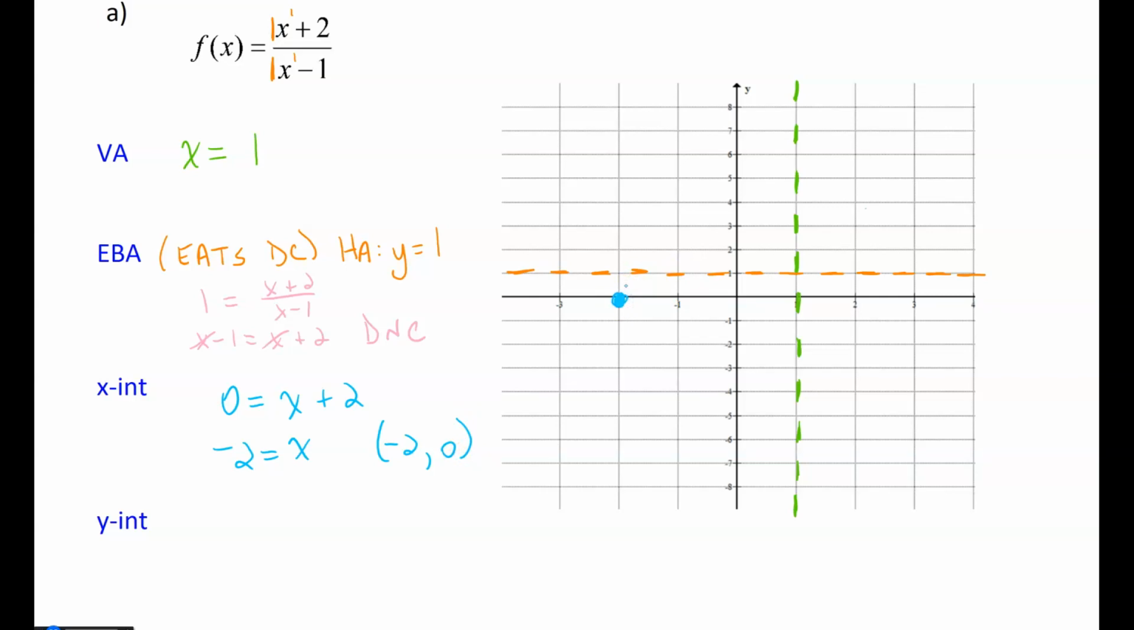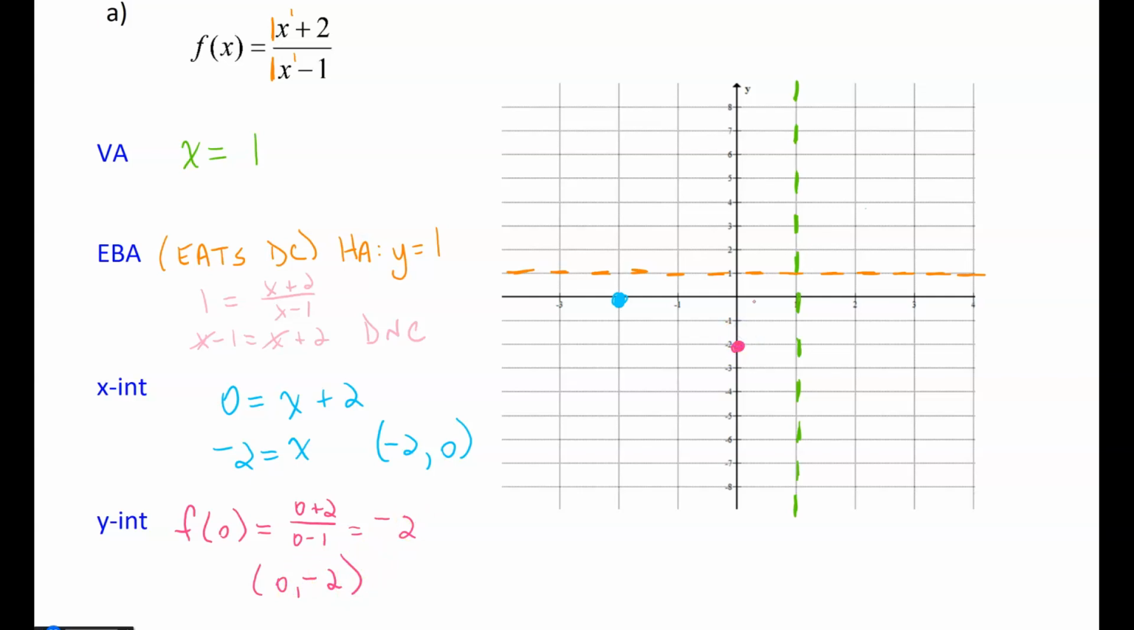All right. Checking for y-intercepts. That's when x is equal to 0. So I do f of 0, and I get 0 plus 2 over 0 minus 1, which is 2 over negative 1, which is negative 2. So our y-intercept is the point 0, negative 2, which I will plot right here.